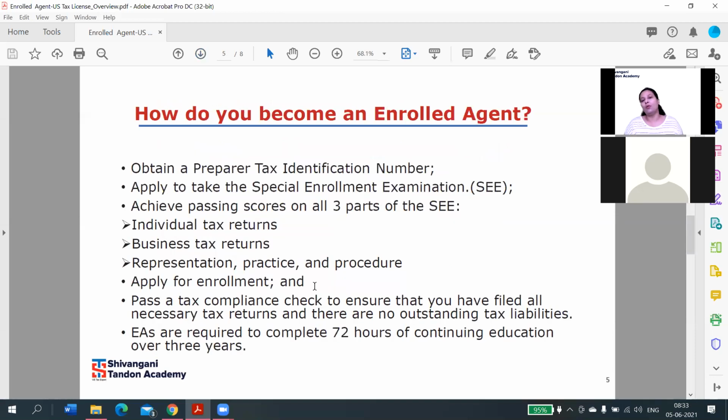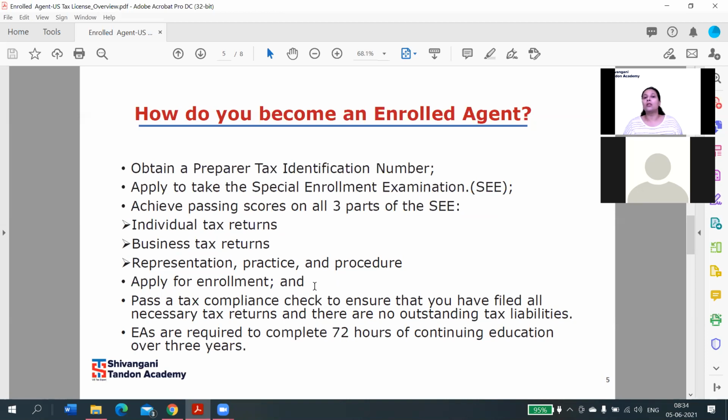How do you become an enrolled agent? Obtain a Preparer Tax Identification Number. PTIN is very important. If you do not have a PTIN and are planning to give your examination in the August testing window, apply for the PTIN today itself. All the information is provided on the Shivani Tandon Academy LinkedIn page. Every step by step procedure is given for how you can obtain the PTIN and apply for it.